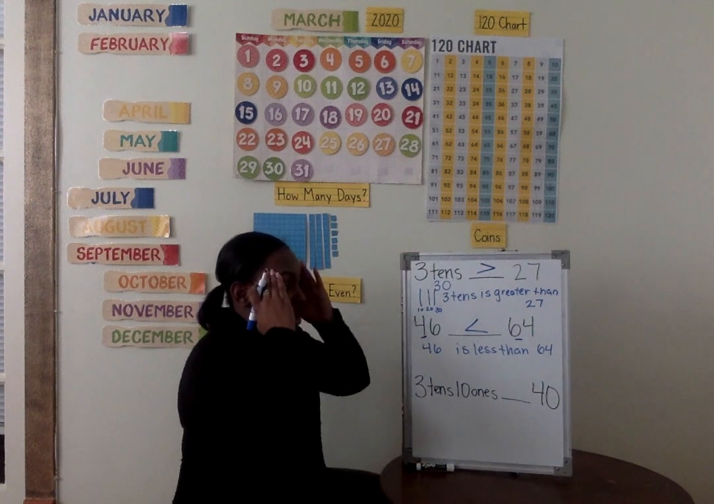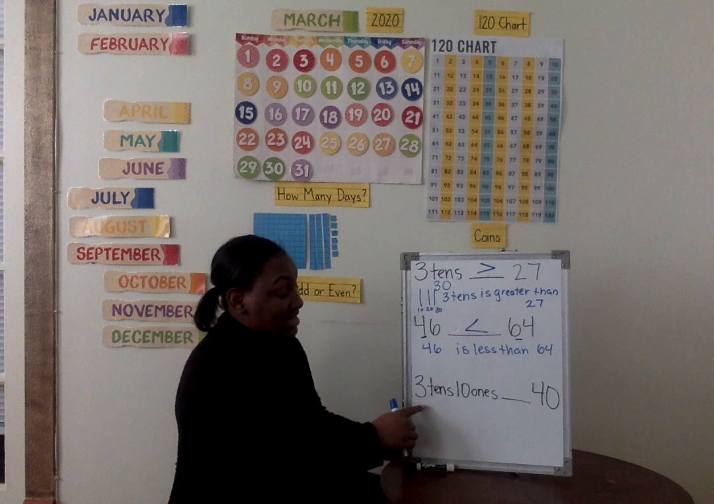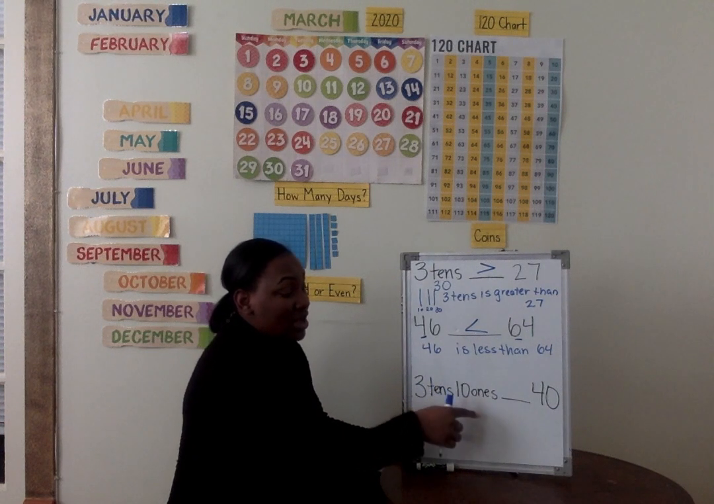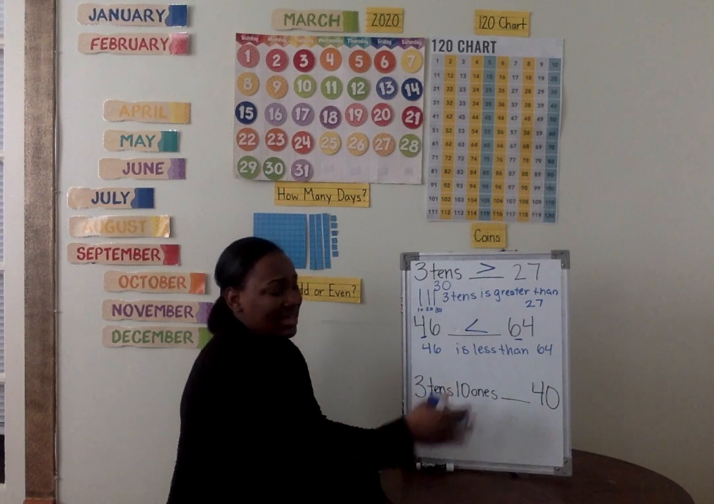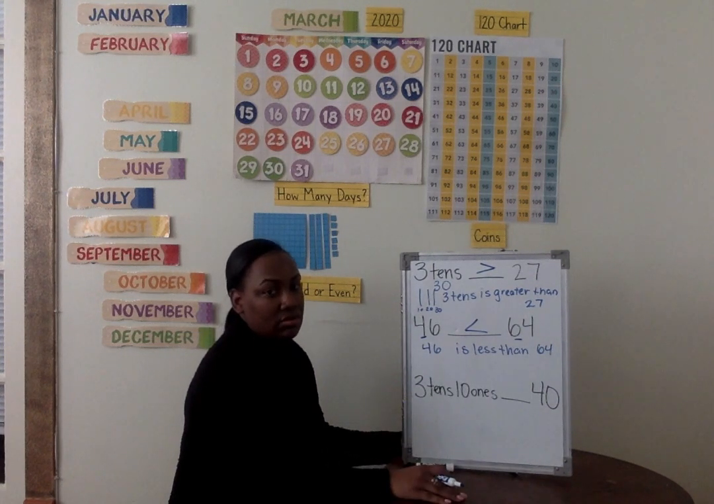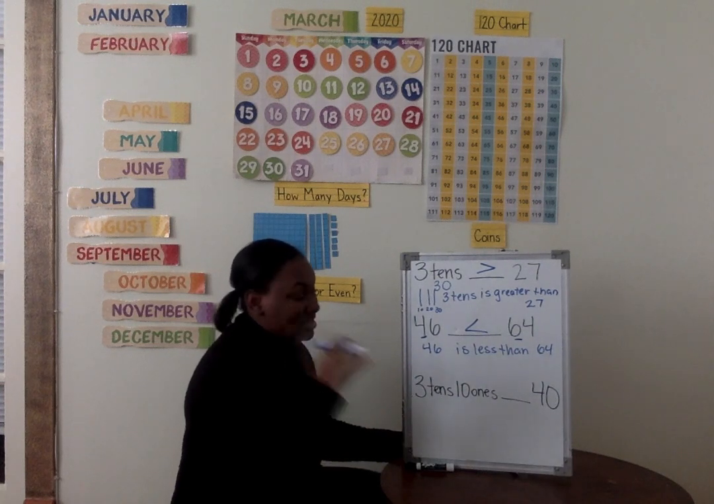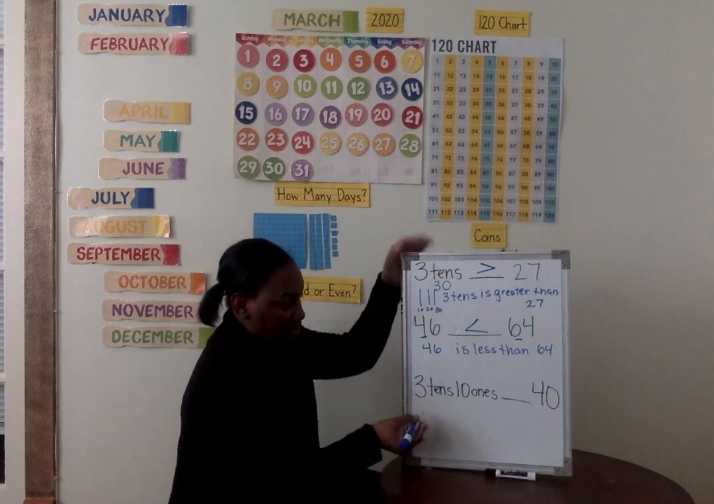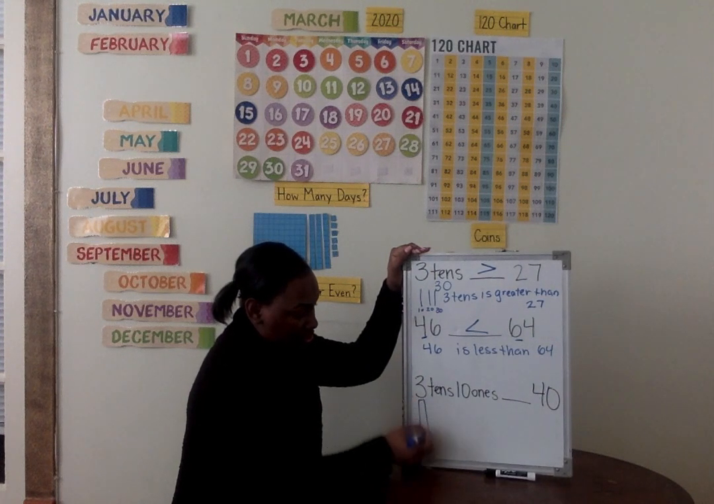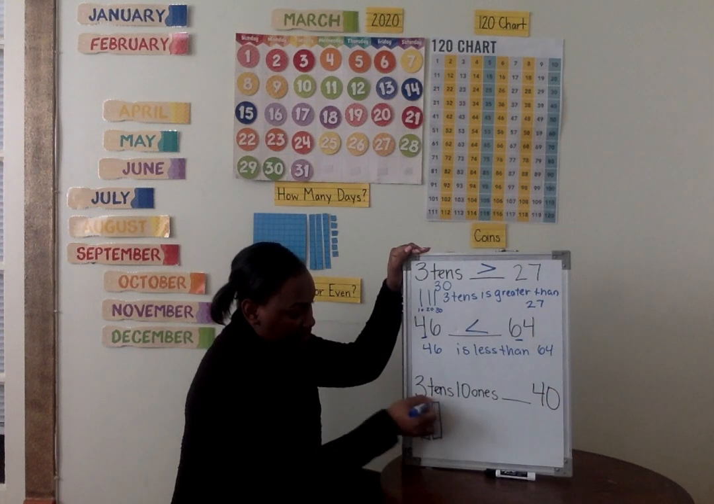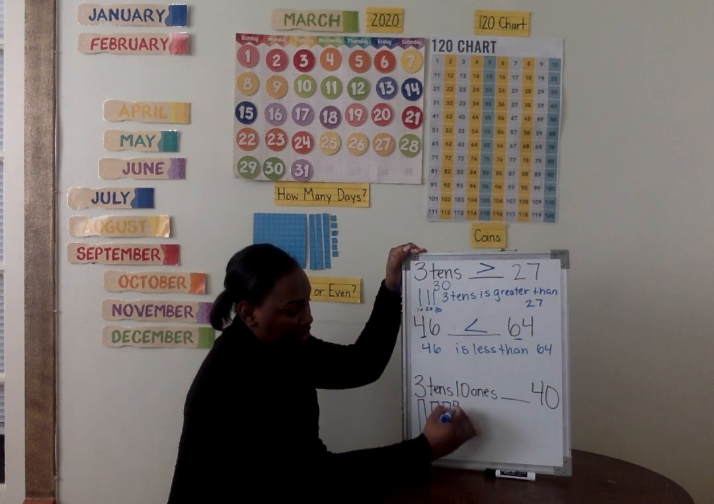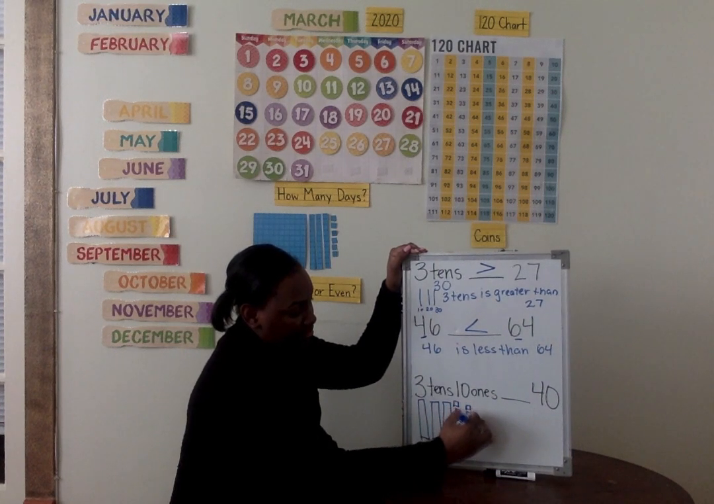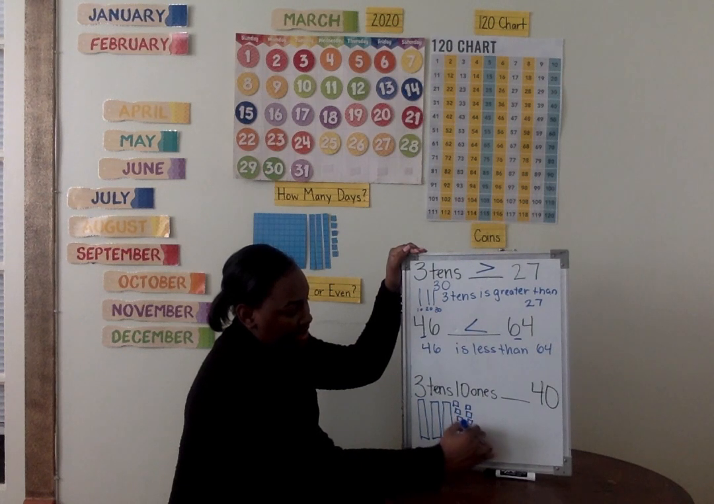Last one. Oh my gosh, this looks so tricky. It says 3 tens, 10 ones, and then it gave me the number 40. What do you think my first step should be? Should I just guess or should I probably try to draw this out? You're right. I should definitely draw this out. So this says 3 tens. Let me draw that. 1, 2, 3, and 10 ones. Count with me. 1, 2, 3, 4, 5, 6, 7, 8, 9, 10.